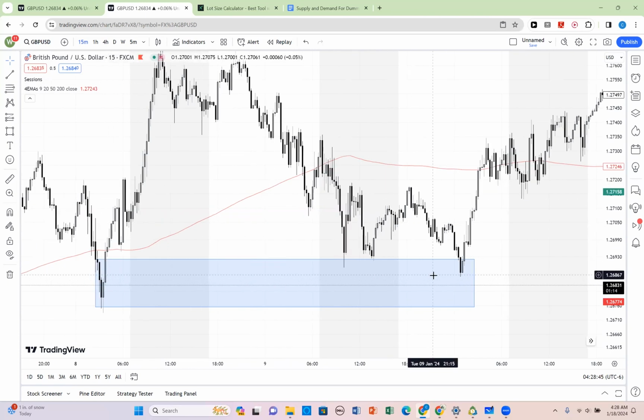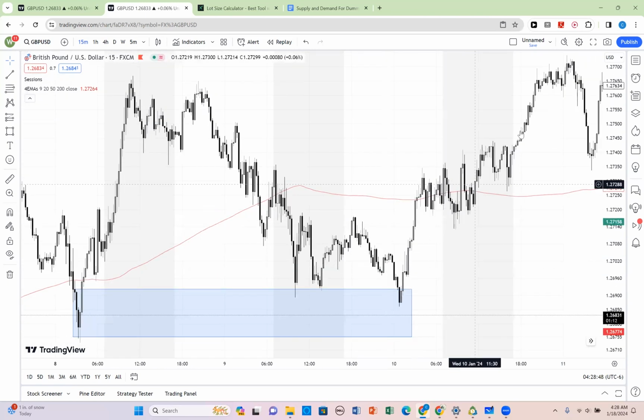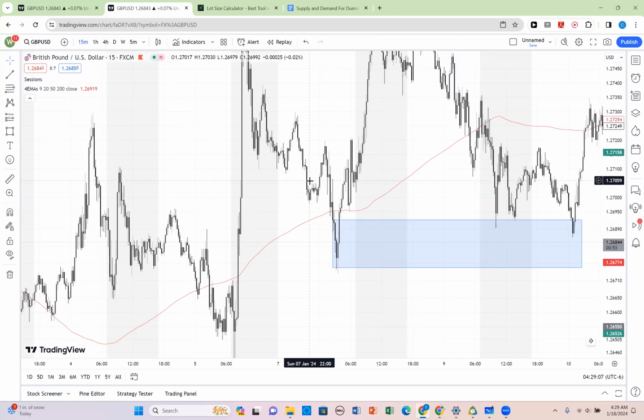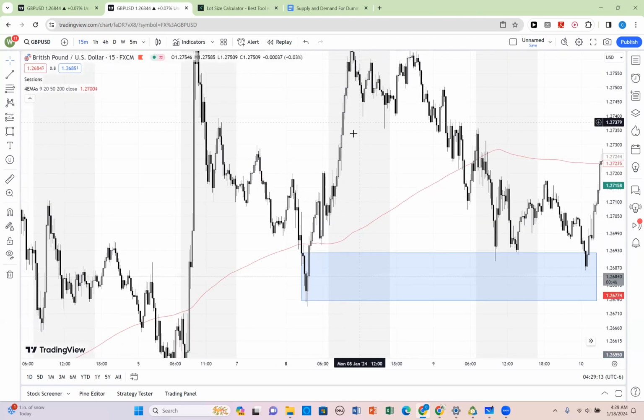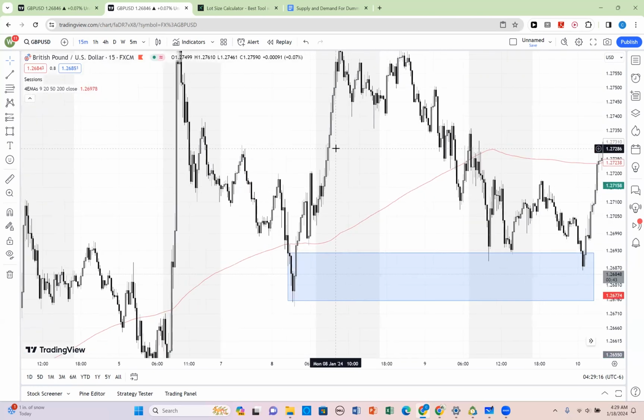The buyers were like, okay, let's buy again. And we started buying it yet again. This is demand. Simple. Now, you're probably thinking, how in the world do I know where to draw my demand or supply zones? Do I just draw them anywhere where there's multiple buying or selling candlesticks?